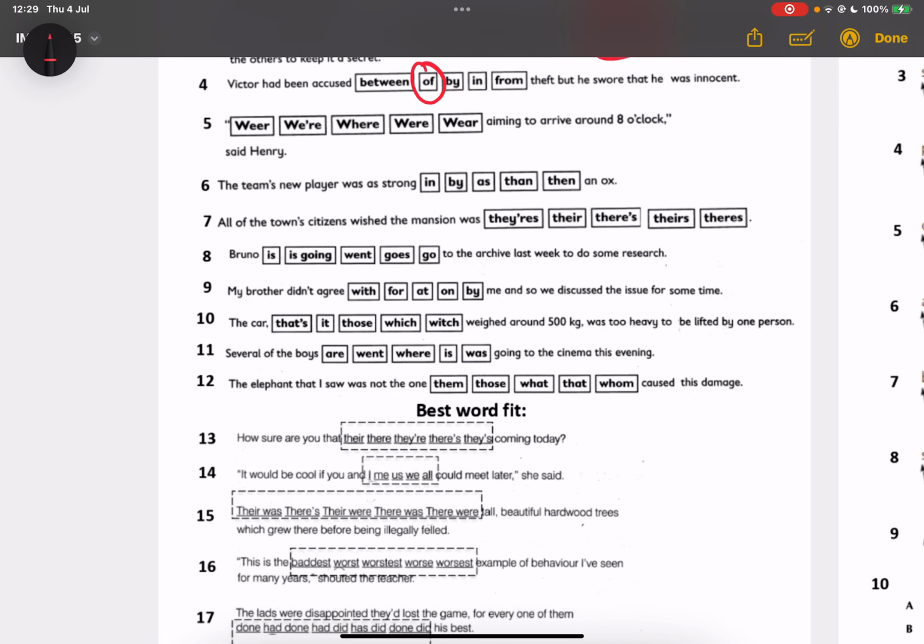5. Something aiming to arrive around 8 o'clock, said Henry. Well, this will be we're, as in we are. So we are aiming to arrive around 8 o'clock, said Henry. So we're aiming to arrive around 8 o'clock. WE'RE.